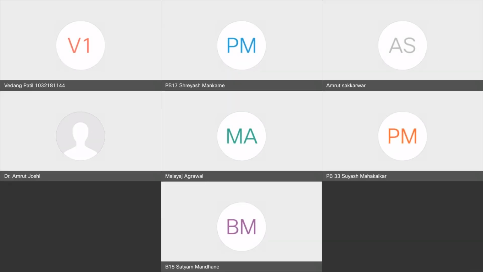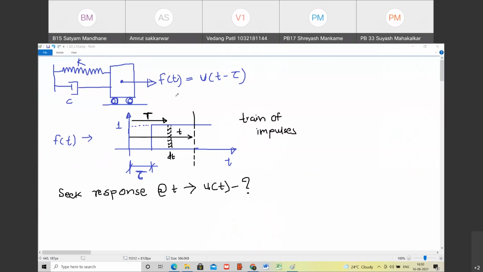We found out the response of this single degree of freedom system to a direct delta function or unit impulse, and we have also found out its response to a step function which is u of t minus tau. So a quick recall, how does the function u of t minus tau look?